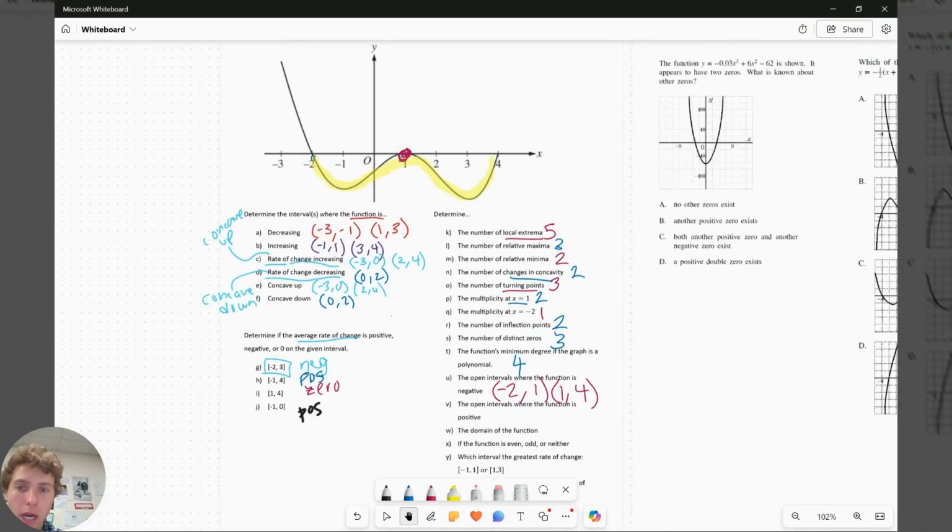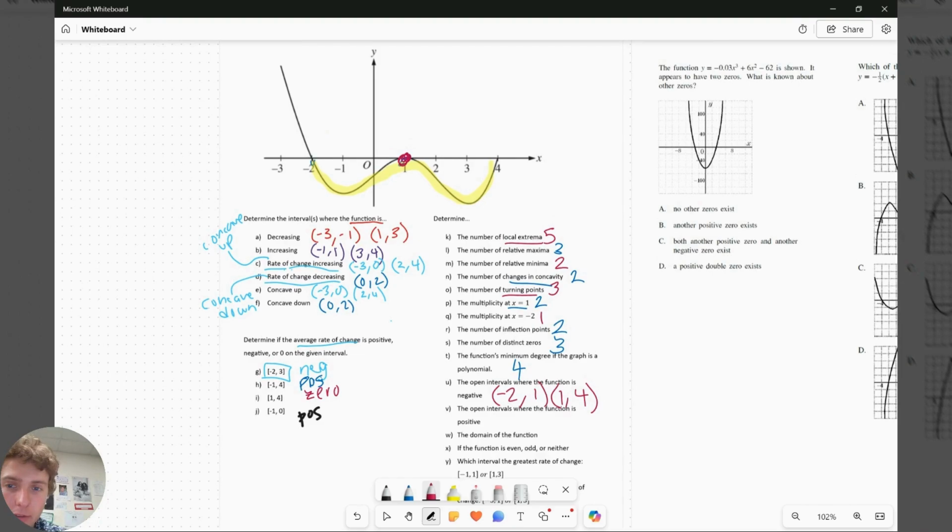Open intervals where it's positive. I believe that's just the left side of our graph from -3 to -2. Domain is the x values of your function. So what are we restricted in between? We're restricted between -3 and 4.